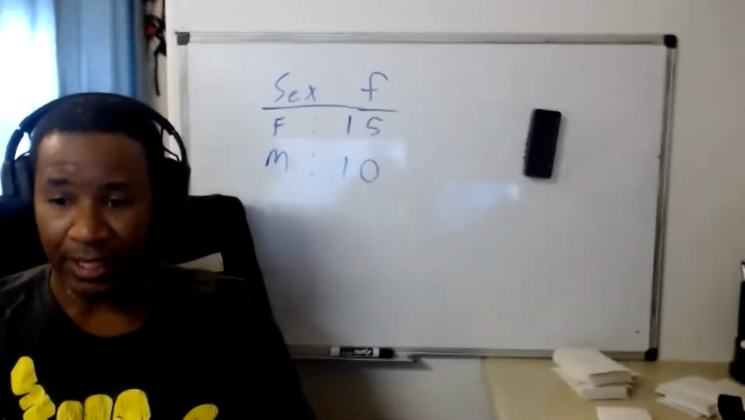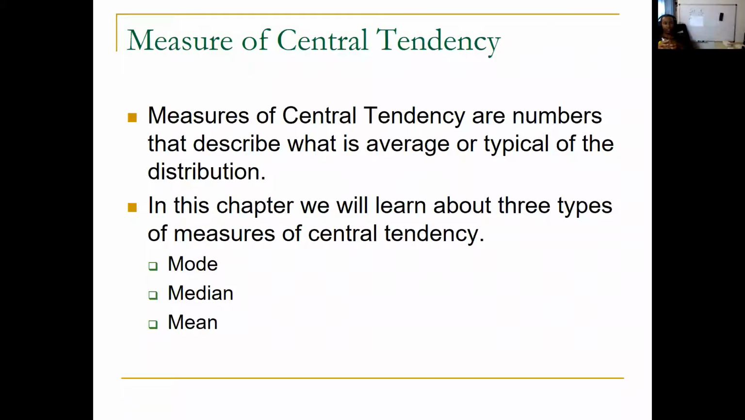And a measure of central tendency gives us a number which describes what is either average of the distribution we're looking at or what is typical of it. So in this chapter, we're going to be talking about three measures of central tendency: mean, median, and mode, how to calculate them, and which measures to use for which type of data. And what I mean by which type of variable is we're returning to the whole concept of nominal, ordinal, or interval-ratio.